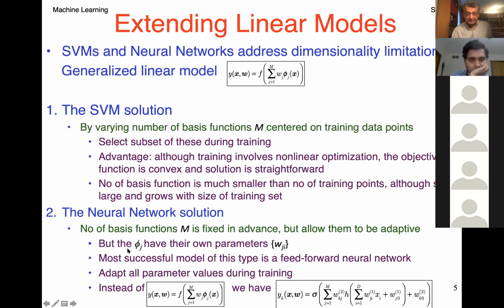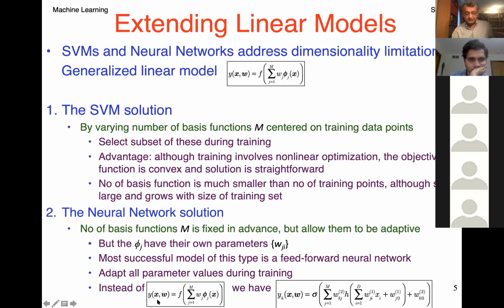And allow them to be adaptive, but the phi j's have their own parameters, wji's. So we would have the phi j's, which are m in number, have their own parameters. These wj's are the parameters of the overall function. We'd have to have some more parameters for the phi j's. Adapt all parameter values during training.